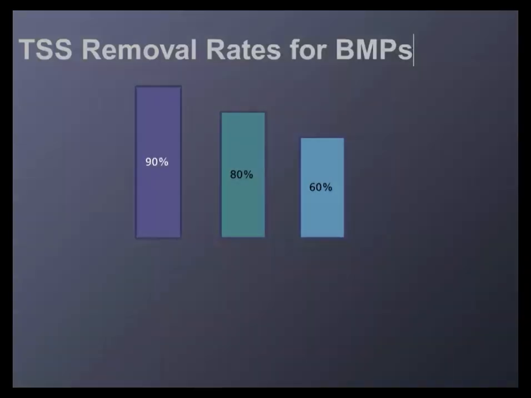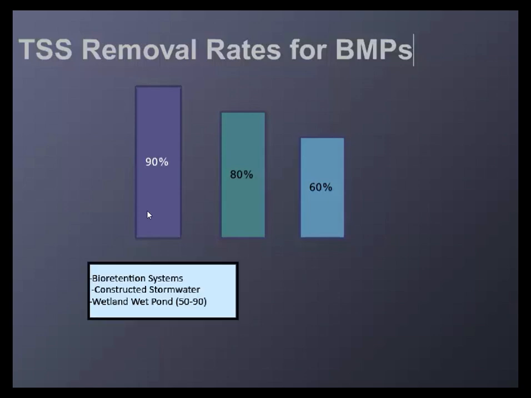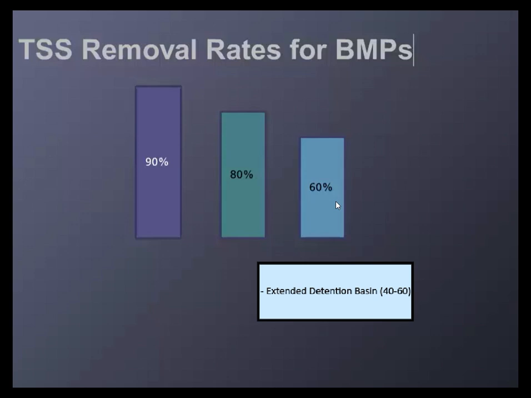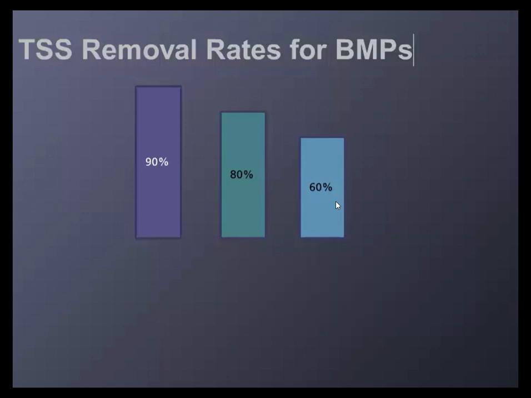Different BMPs result in different TSS removal rates. Remember, combining practices may be necessary to achieve the 80% threshold required. 90% removal would include bioretention systems, constructed stormwater wetlands, or wet ponds. 80% might be achieved with an infiltration structure, a sand filter, or a vegetative filter strip. An extended detention basin may provide 60% TSS removal rates.